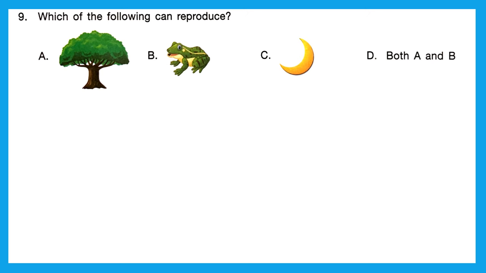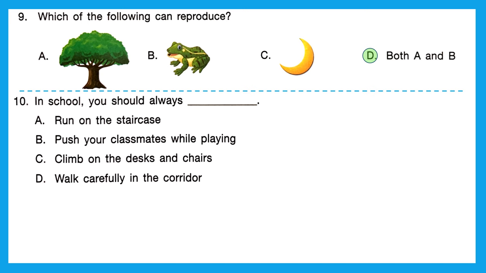Question 9. Which of the following can reproduce? Reproduce means they can make their own kind. So A is tree. So we all know that from the seed of a tree, we can get another tree. So it can reproduce itself. Option B is frog. They also lay egg and they can also reproduce. Option C is moon. Yes, definitely. We do not have several moons, right? We have just one moon. It cannot reproduce. So option D is both A and B. I think the correct option is going to be option D, because both A and B, that is tree and frog, they can reproduce.